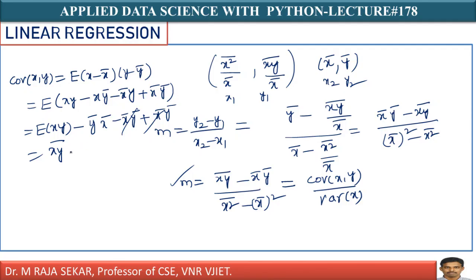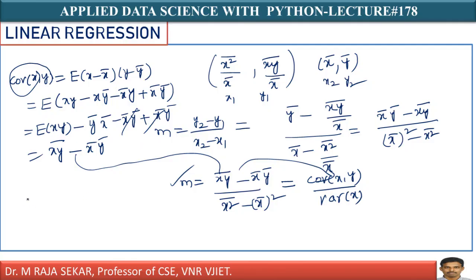Therefore, I can write \overline{xy} minus x̄ȳ. This is covariance. Just see, this is covariance. \overline{xy} minus x̄ȳ, in the place of this I can write covariance of x comma y. So, in the slope formula, the numerator is nothing but the covariance of x comma y.